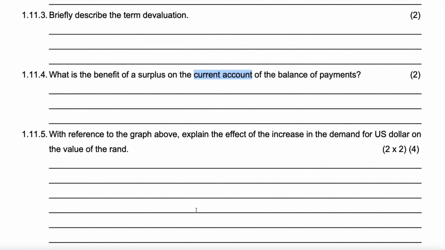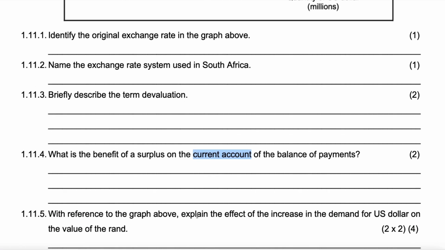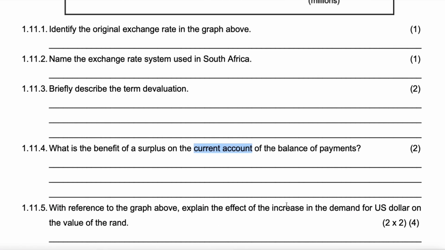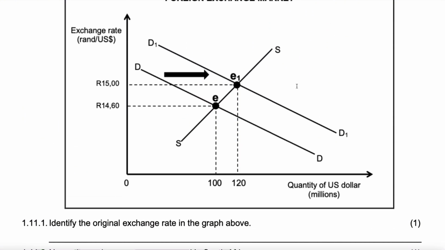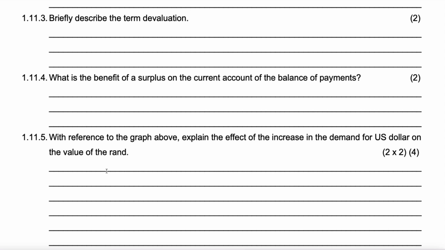Then with reference to the graph above, explain the effect of the increase in the demand for US dollars on the value of the rand. Okay, so let me see again. Explain the effect of the increase in demand. Right, so the demand for dollars increased. What effect does that have on the value of the rand?